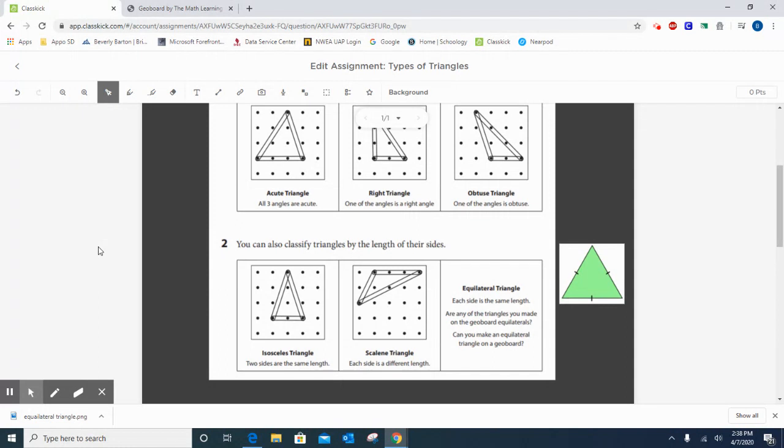Okay, our last kind of triangle is called an equilateral triangle, and each side has the same length. Now, it is not possible to make a triangle like this, an equilateral triangle, on our geoboard. It's just not possible. Each side is the same length, so we're not going to do that one on our geoboard.